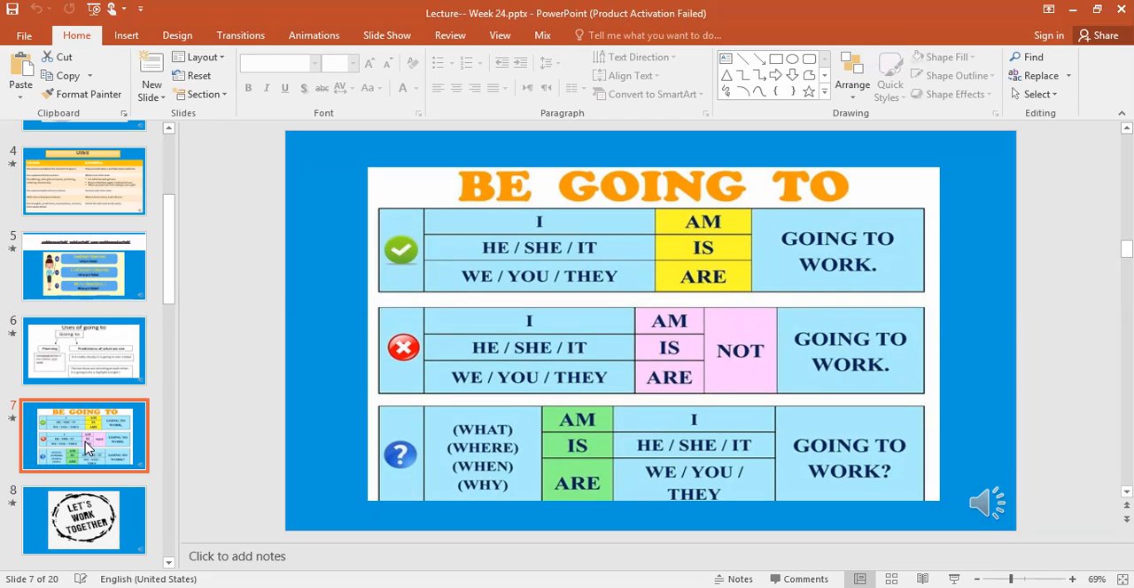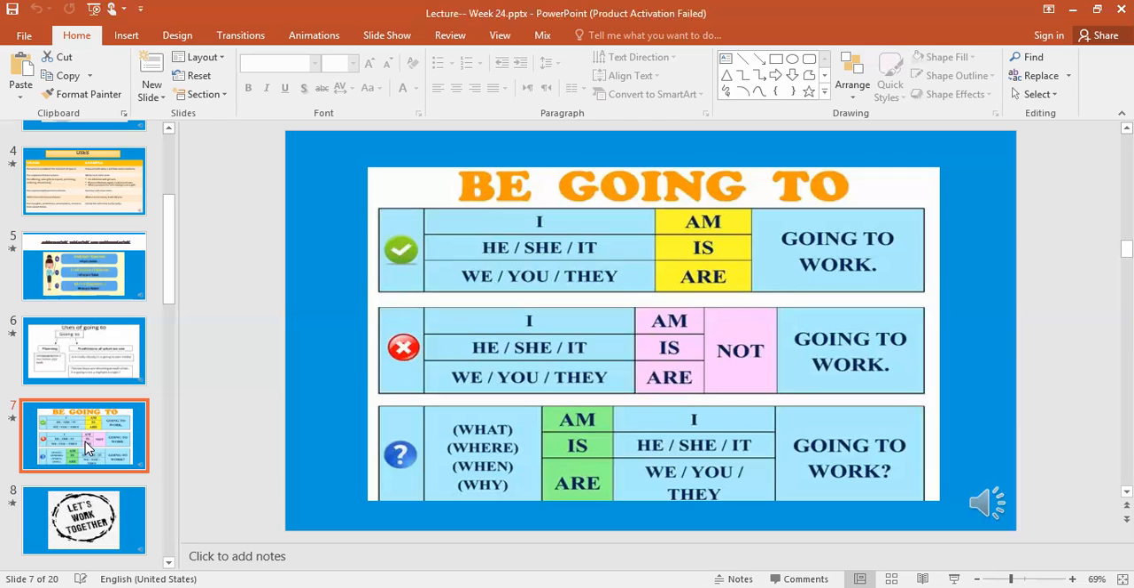If you look at the first chart, there are three charts: positive, meaning affirmative, negative, and interrogative. Let's look at the first chart. They put all the pronouns: I, he, she, it, we, you, and they. They added the pronouns that are used with am, with is, and with are. So I am, he, she, it is, we, you, they are. So I am going to work.